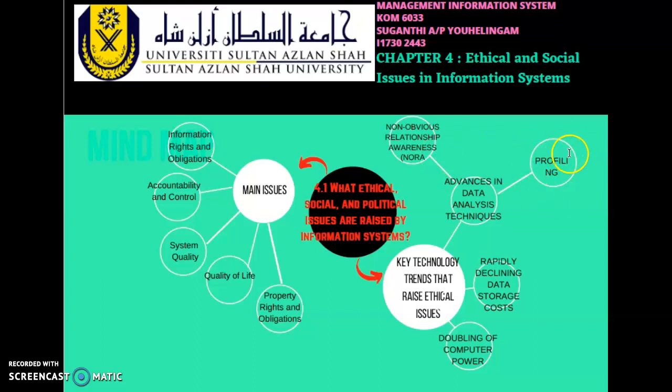First, profiling means combining data from multiple sources to create detailed information on individuals. Next, non-obvious relationship awareness, in short NORA, is combining data from multiple sources to find obscure hidden connections that might help identify criminals and terrorists. It also includes tracking of individual cell phones.